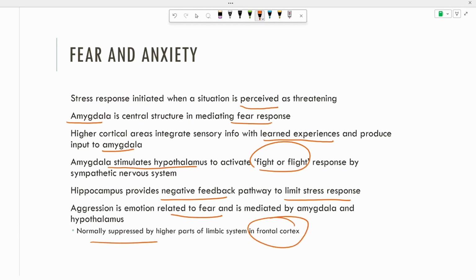So if you're scared or you're going to fight, again, your frontal cortex will say, no, it's not worth it. Like I said the other day, you can walk by an old person on the stairs and push them if you want, but your frontal cortex will say, no, don't do that. It's not a smart thing to do.